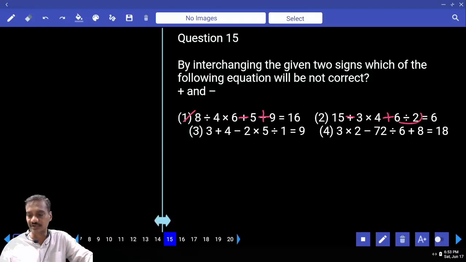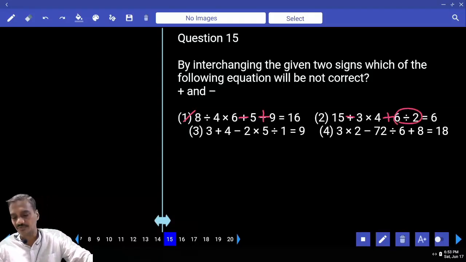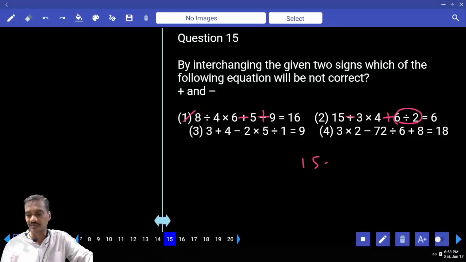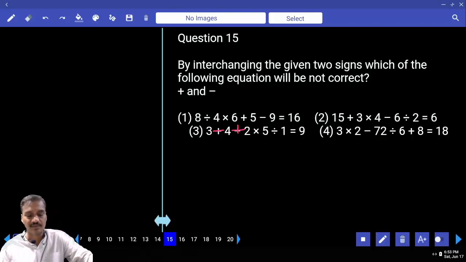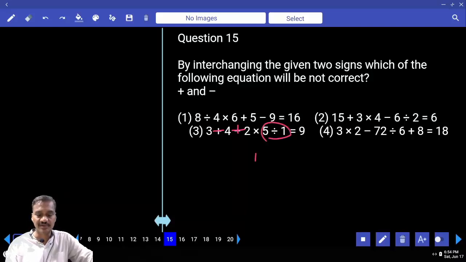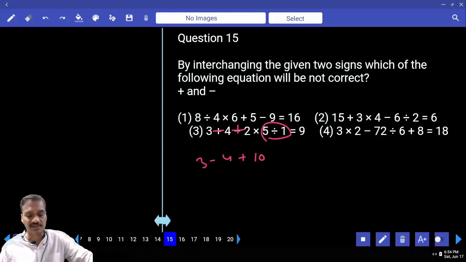Now in this one, 6 divided by 2, how much is that? 3. And 15 minus 12, so 15 plus 3, 18 minus 2, 6. Correct. The first and the second are valid. Then come to the third one. This is minus and this would be plus. Then 3 minus 4 plus 2 into 5 divided by 1, 5. And 2 into 5, 10. And 3 minus 4 plus 10, 13 minus 4, this is also 9. Correct. Then coming to choice 4.